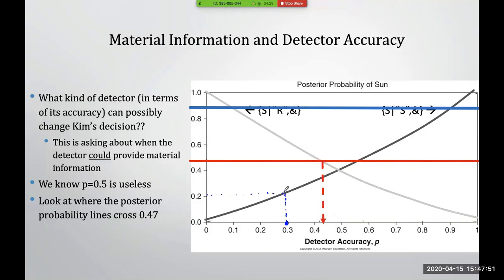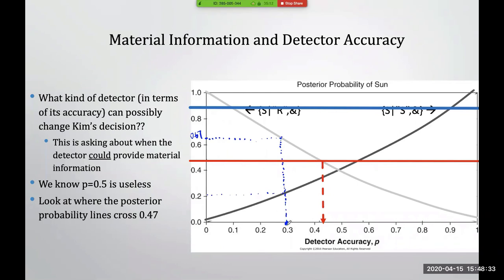However, when that 0.3 accuracy rain detector gives you a message of a rainy day, then you would believe that the weather is going to be sunny with 0.67 probability. So when you do get a rainy day message from a rain detector that has 30% accuracy, you would deduce that the weather is going to be sunny with a 67% chance, which will change Kim's decision to have the party on the porch.